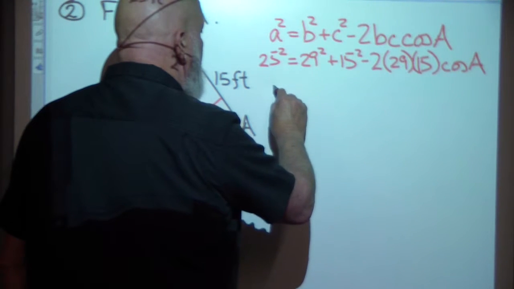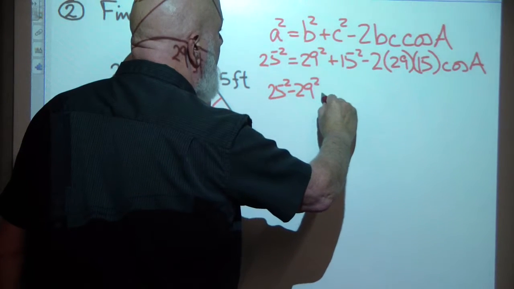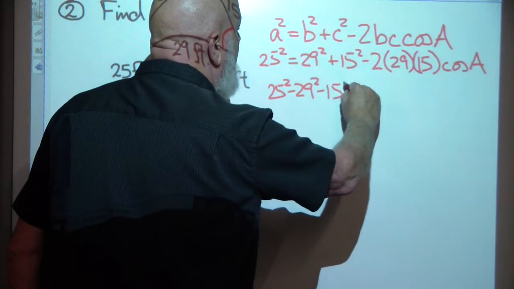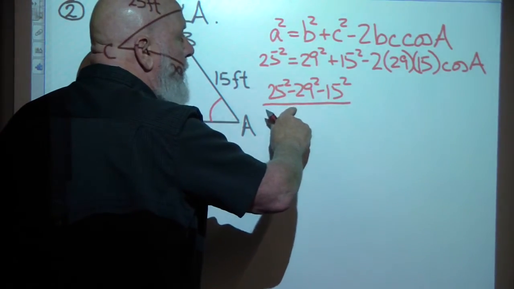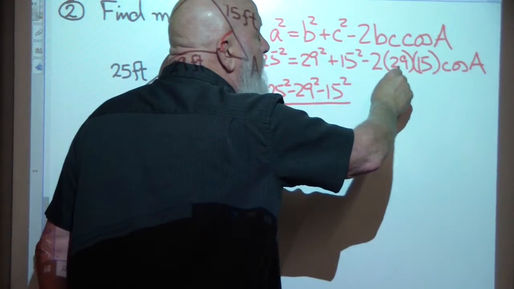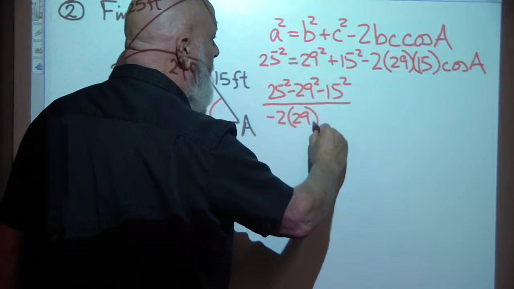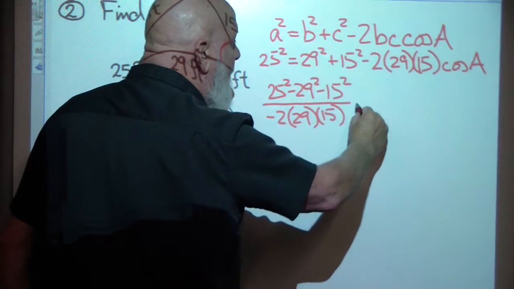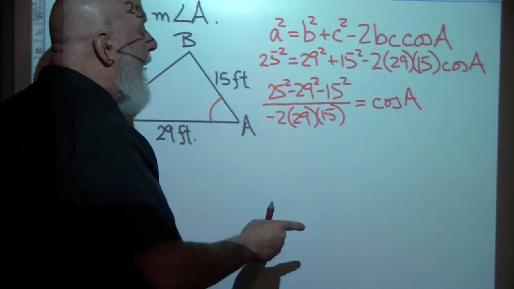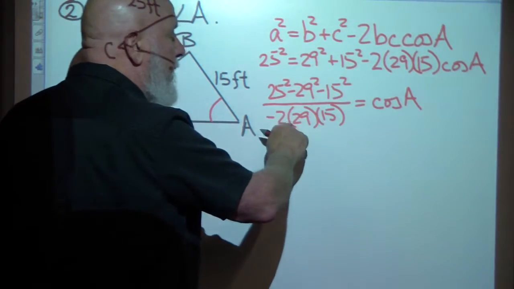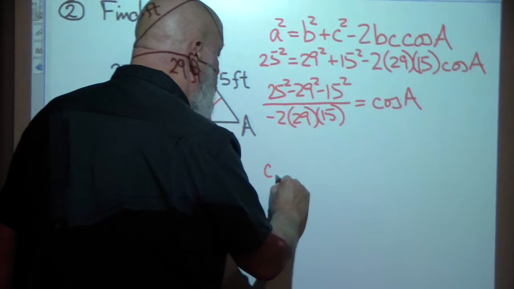So I have 25 squared minus 29 squared minus 15 squared. All of this, see, I just subtracted these two from both sides, divided by this, negative 2 times 29 times 15. Divided both sides by that, and that will yield the cosine of A. So in order to find A, I want to enter all of this into my calculator and take the inverse cosine of both sides.